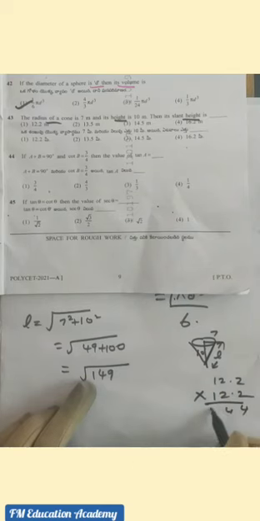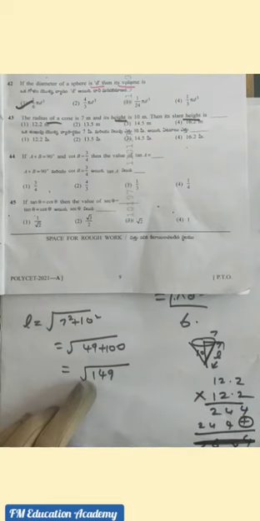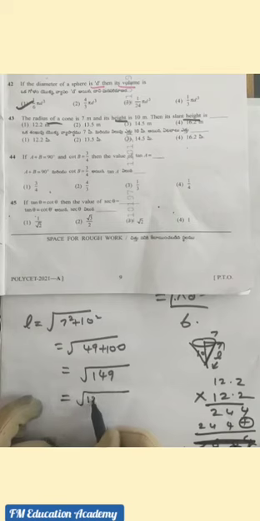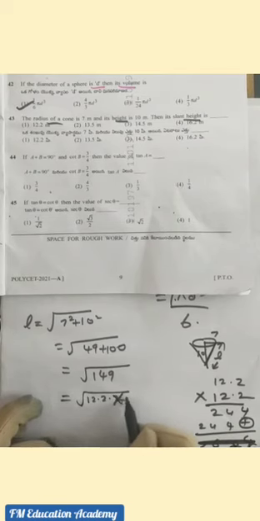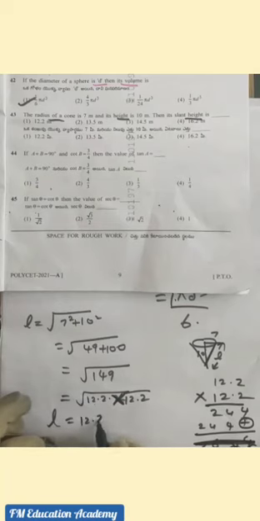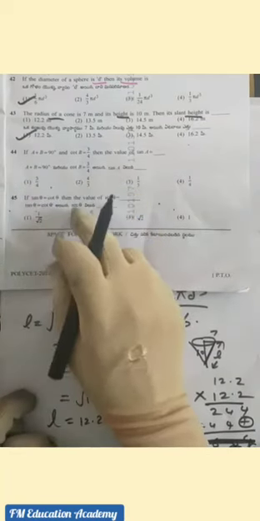2 2s are 4, 2 2s are 4, 2 1s are 2, 1 2s are 2, 1 2s are 2, 1 1s are 1. Adding up: 4, 8, 2 plus 4 is 6, 6 plus 2 is 8, 2 plus 2 is 4. So you are having 148.84, which is nothing but 12.2 into 12.2. So 149 can be written approximately as 12.2 into 12.2. We find it by using the options. So we have slant height as 12.2 centimeter. That is option 1.